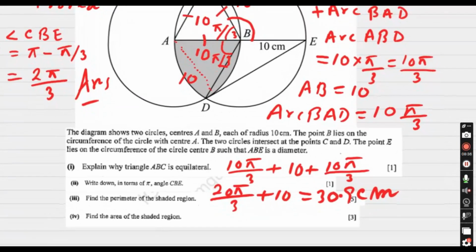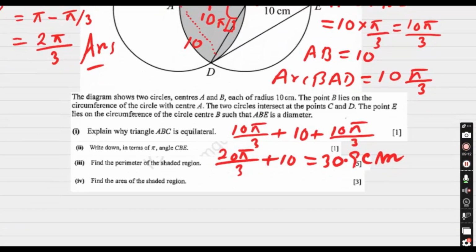If we find the area of sector ABD, area of sector ABD plus area of sector BAD, you can say the shaded region can be calculated by combining two overlapping circular sectors. Means sector ABD.